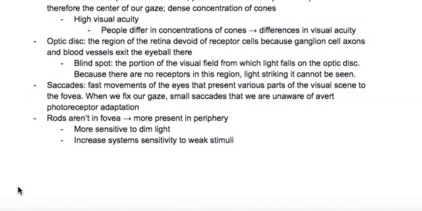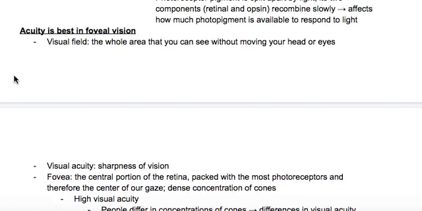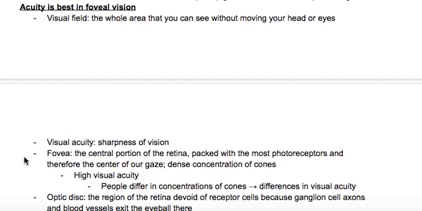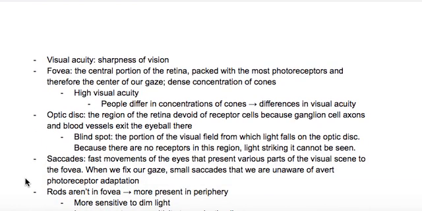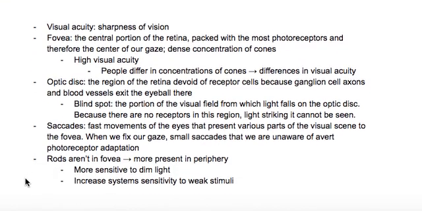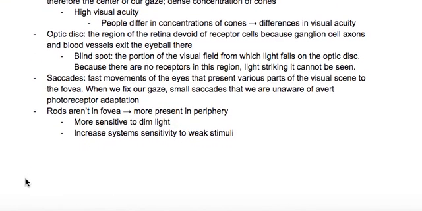The last section is that acuity is best in foveal vision. The visual field is overall the whole area that you can see without moving your head and eyes. Visual acuity is the sharpness of vision. The fovea is a central portion of the retina with a dense concentration of cones, and it's the center of our gaze. It has a very high visual acuity. People differ in their concentration of cones, so we all have differences in visual acuity.